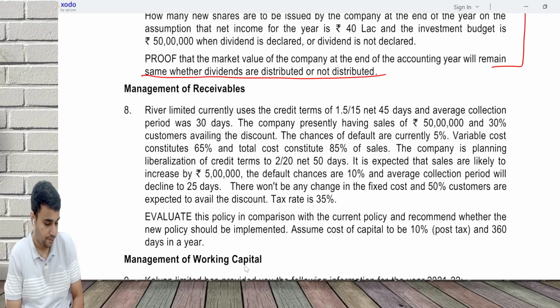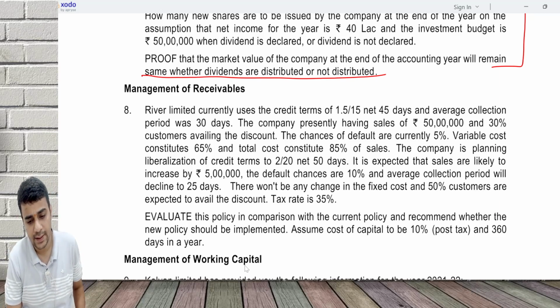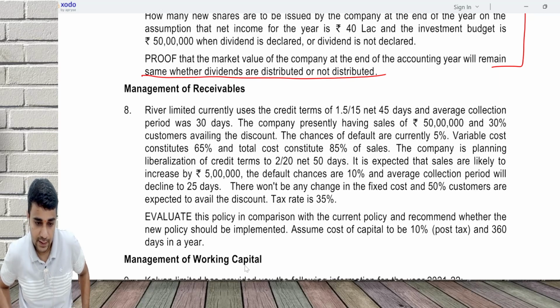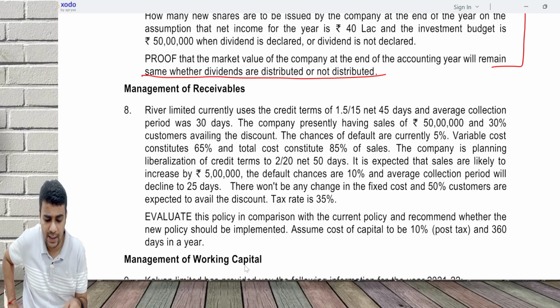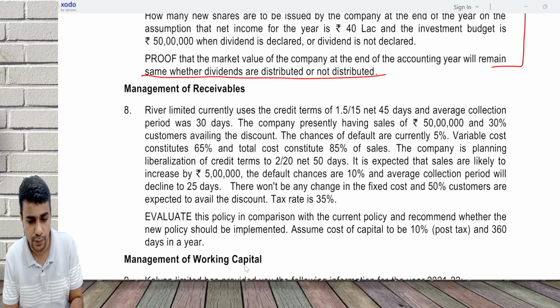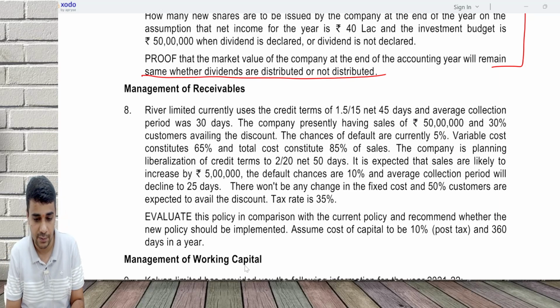Go through this. It's a straightforward question. Only thing is there is some tax adjustment to be done in this question. That's not a tricky part, but that is something which we normally don't do. Go through the problem.